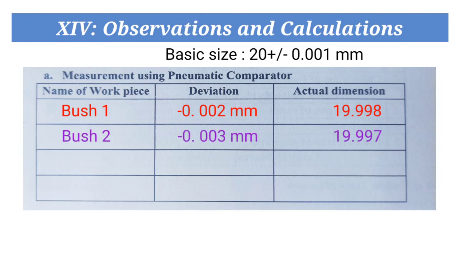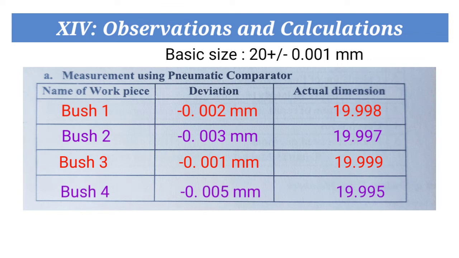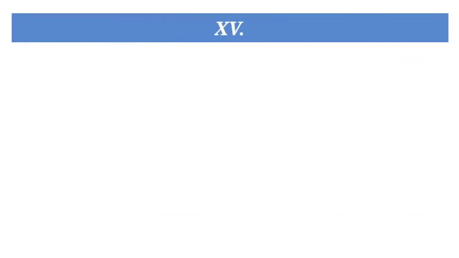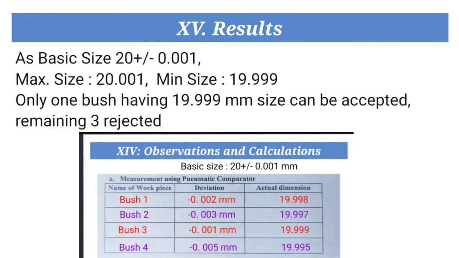Carefully observe the given video, in which the component or bush has a basic size of 20 mm with a tolerance of plus or minus 1 micron. Then complete the observation and calculation and fill up the observation table. Note down the deviations and complete the actual dimensions. As the outer diameter of a given bush has a basic size of 20 mm with a tolerance of 1 micron.